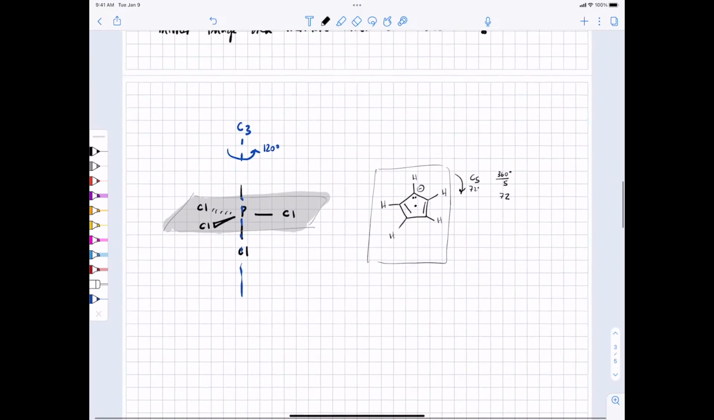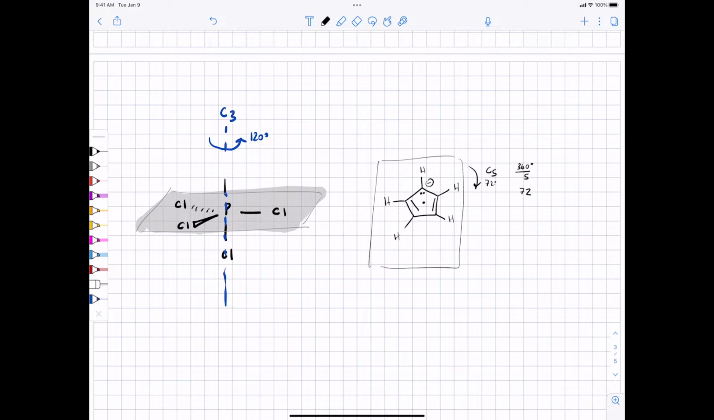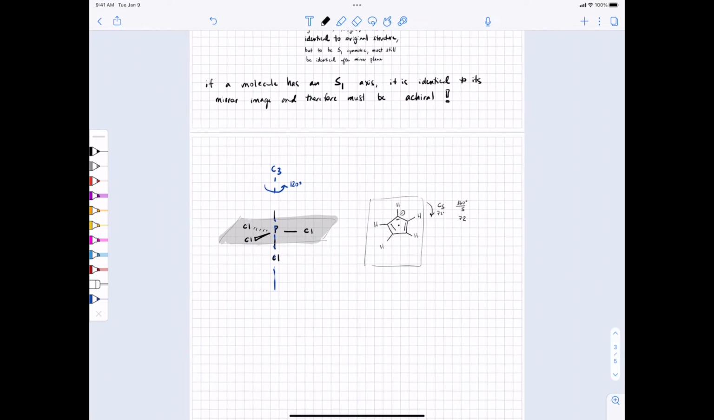Makes sense. But any molecule that has an SN axis is by definition its own mirror image, because the improper rotation is you just spun it around a little bit, which doesn't change the connectivity, and then you do the mirror image. So if you have an SN axis, you cannot be chiral.